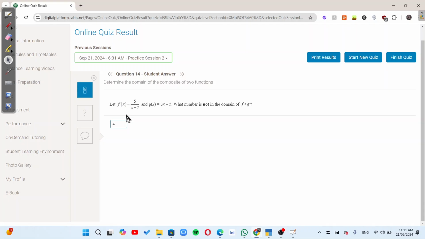Okay, so they're telling you let f of x be this and this is g of x, and you need the value which is not in the domain of f∘g. So again, we have to do 5 over 3x minus 5 minus 7. So it's 5 over 3x minus 12. If you plug in 4 here, this denominator is going to be 0. So you cannot have it as 0. So 4 is your answer.